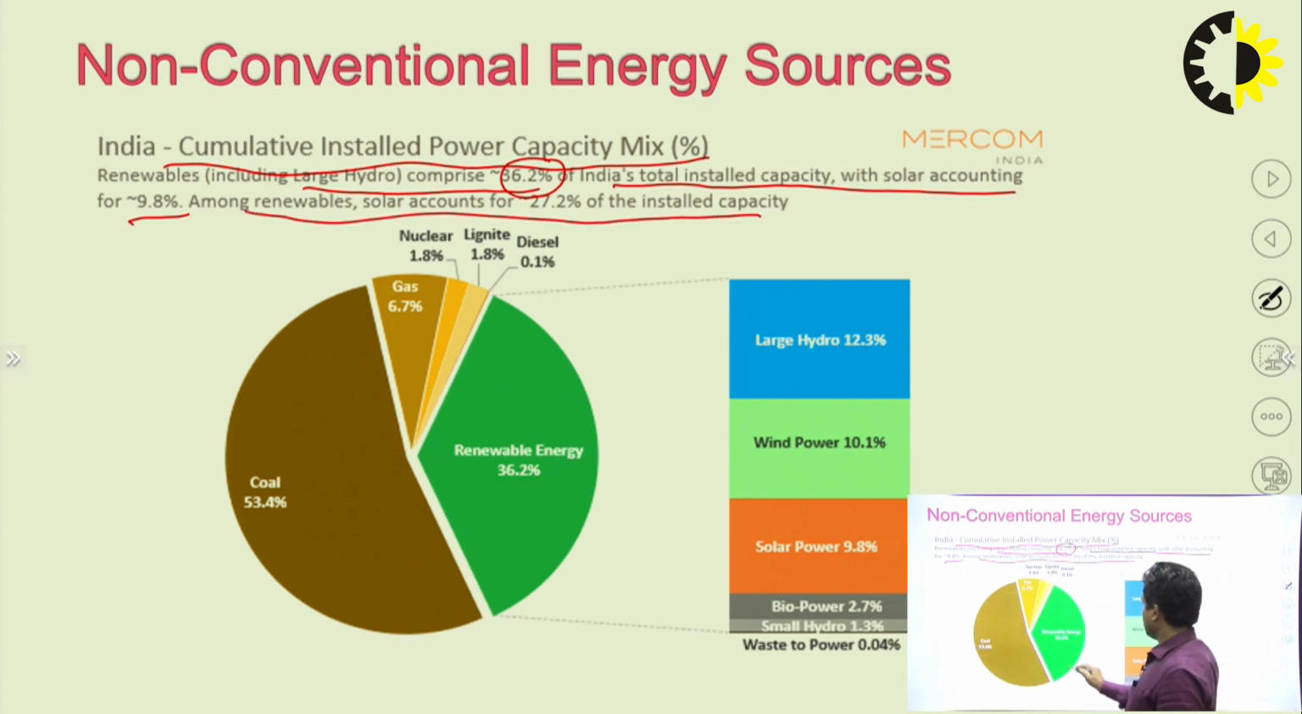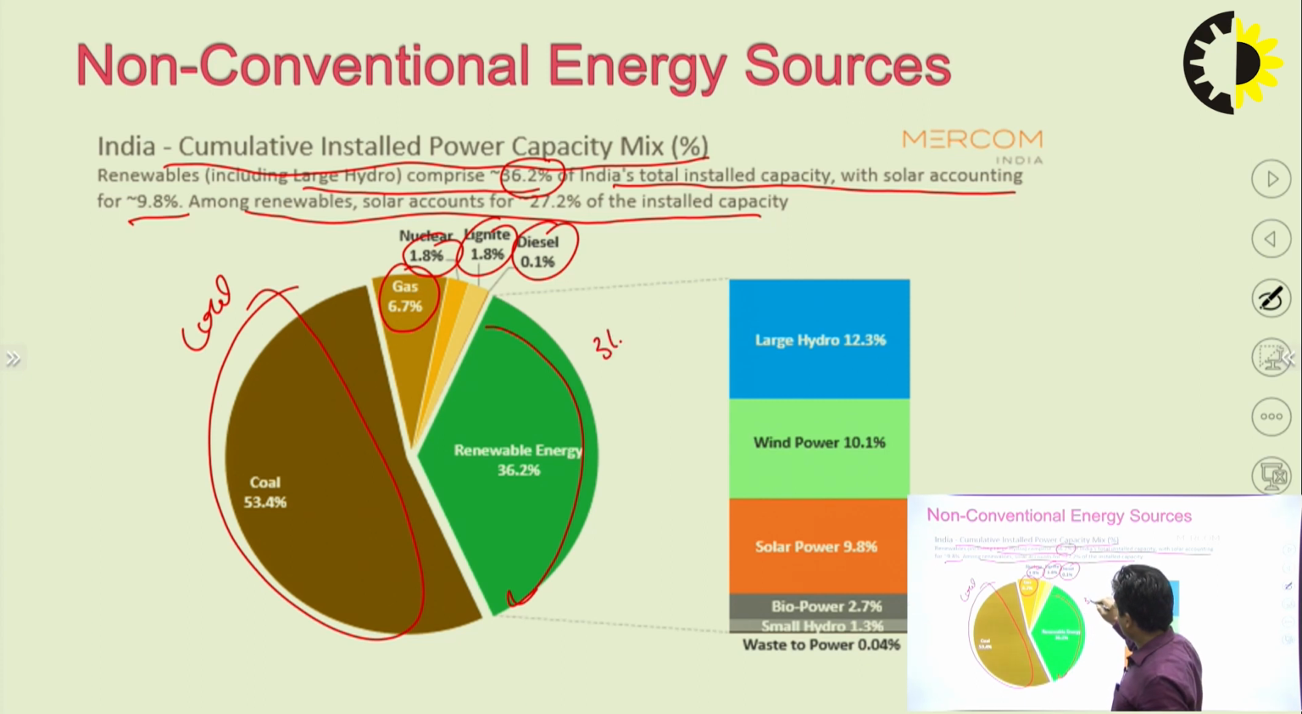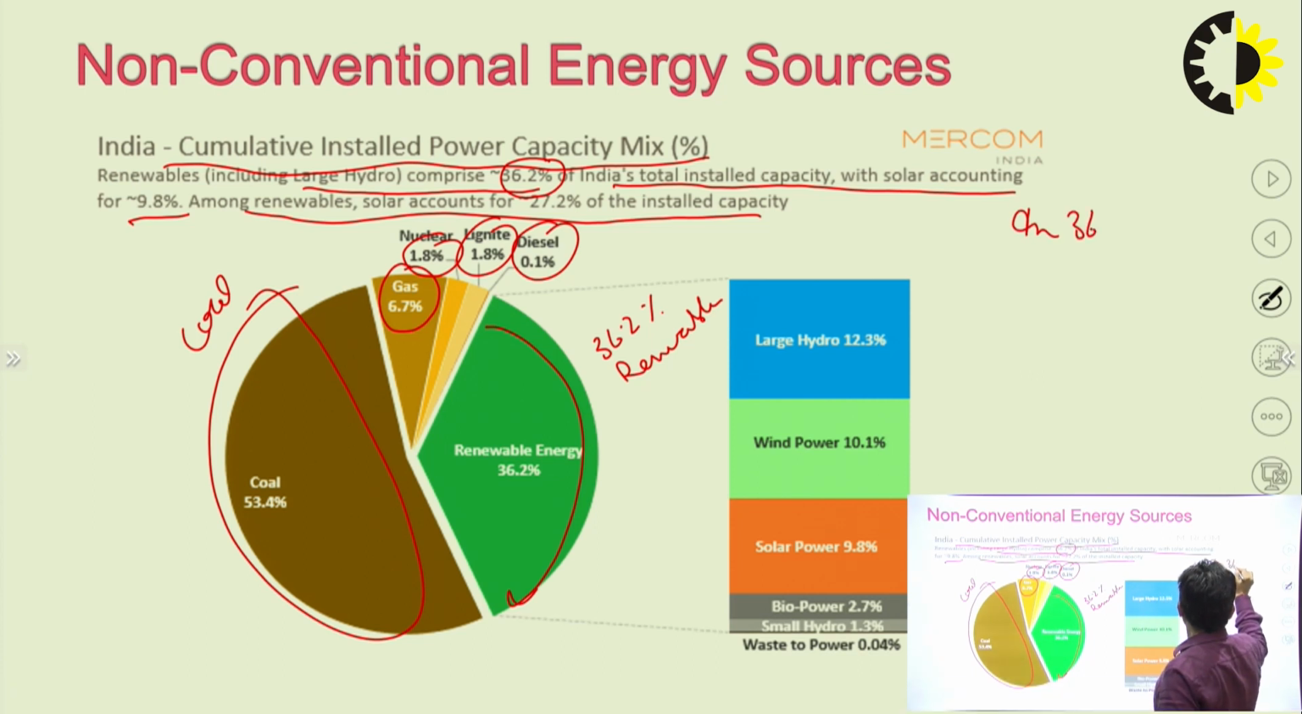Here we can say 53.48% is generated through coal, gas 6.7%, nuclear 1.8%, lignite 1.89%, diesel 1.9%, and the rest, 36.2%, is energy generation in India through renewables.